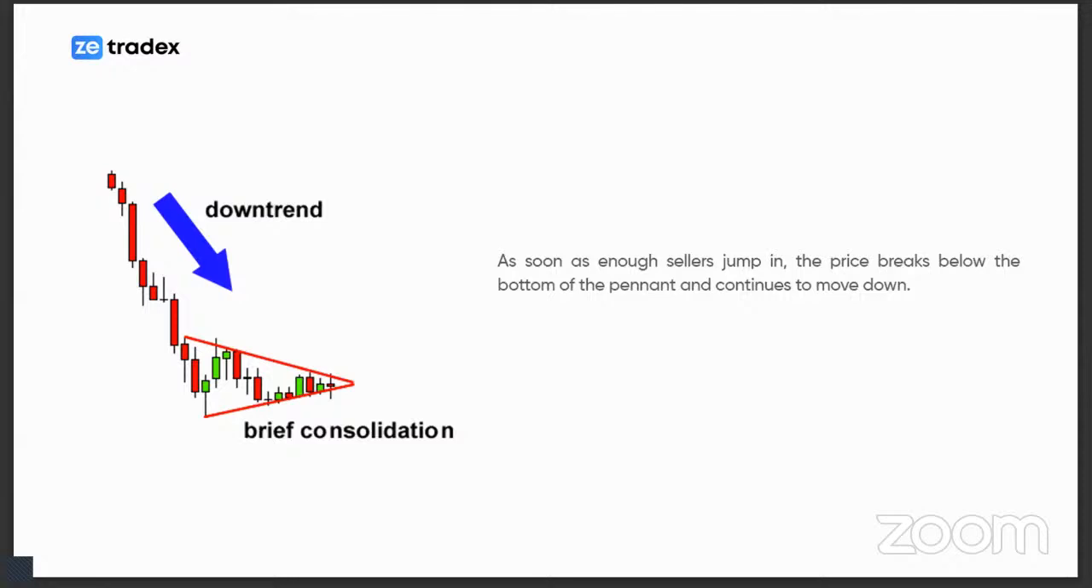Now, we've seen a downtrend, and as soon as enough sellers jump in, the price breaks below the bottom of the pennant and continues to move down. We see a brief consolidation. For instance, you draw your wedge pattern to the upside and the downside. To the next page, please.